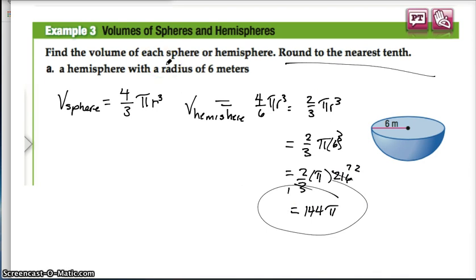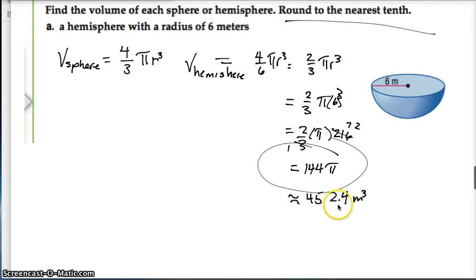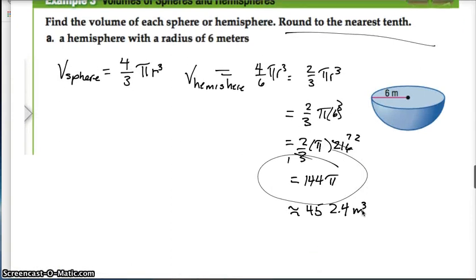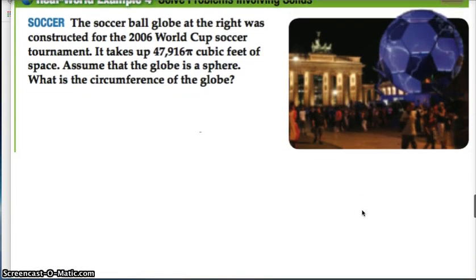And let's go ahead and use our calculator. So my calculator is telling me I got 452.4 meters cubed for this hemisphere. And it should have been a part B, but I'm going to skip it because it's not here now.